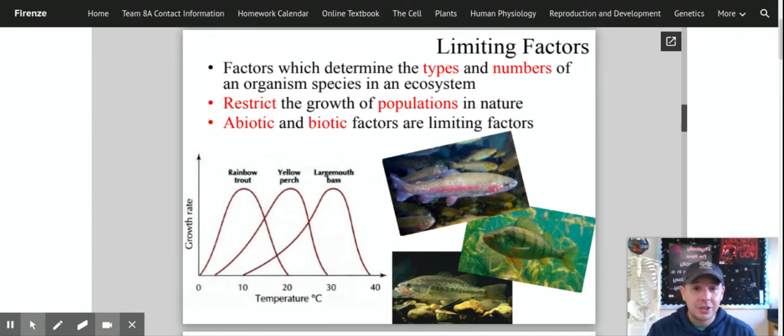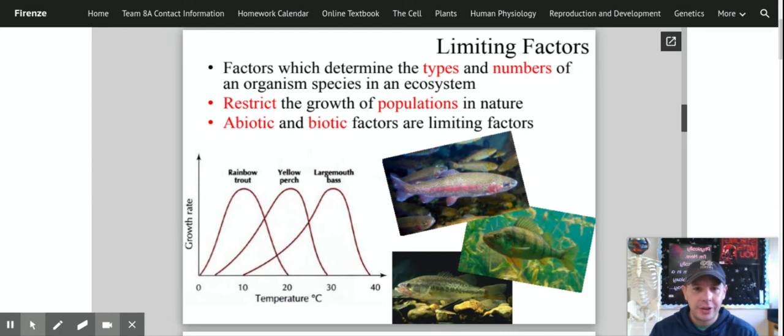Our limiting factors are considered the abiotic and biotic factors that we talked about earlier. Abiotic being things in the environment that are not living that affect how much an organism can reproduce. And biotic factors are living factors that affect how much an organism can reproduce and survive. So limiting factors are simple. They are just anything in the environment that limits the population of a certain kind of organism.